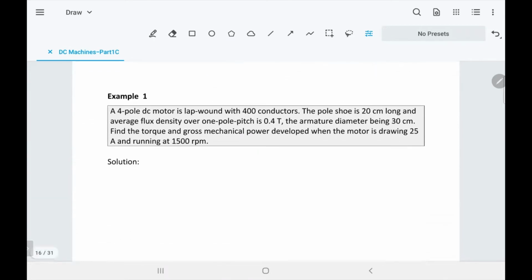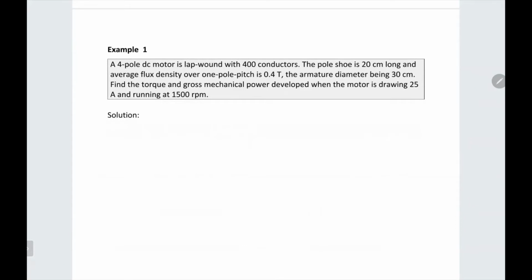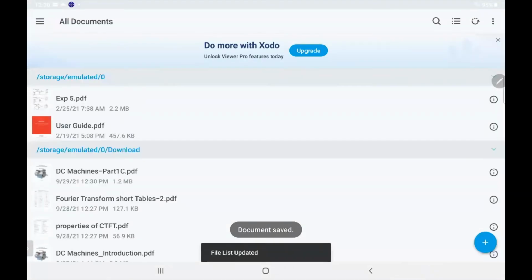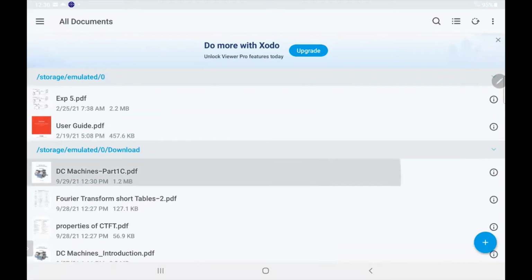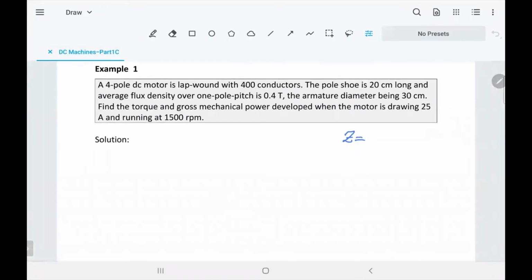So let's now look at one pole. We have a 4-pole DC motor wound with 400 conductors. So that's the first information. This number 400, is it N or Z? It's Z, the number of conductors. So we'll say Z is equal to 400. And 4-pole, so I can write P is equal to 4 poles.